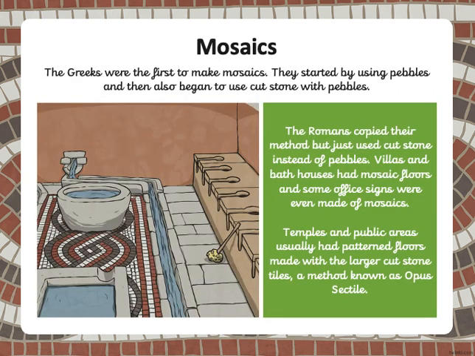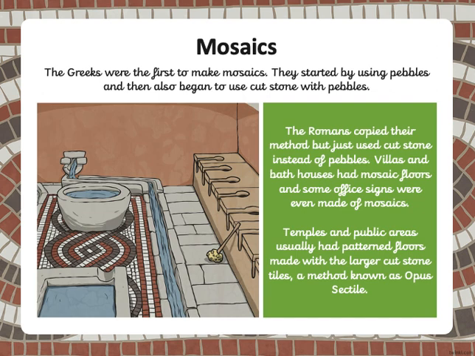The Greeks were the first to make mosaics. They started by using pebbles and then also began to use cut stone with pebbles. The Romans copied their method, but just used cut stone instead of pebbles. Villas and bathhouses had mosaic floors, and some office signs were even made of mosaics.